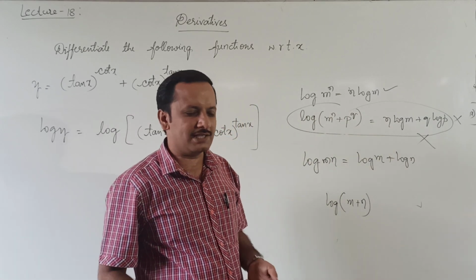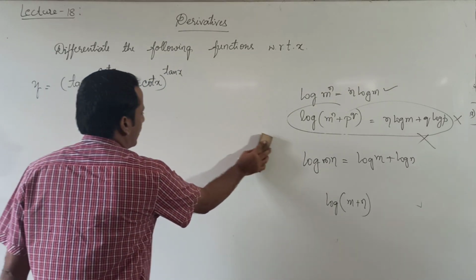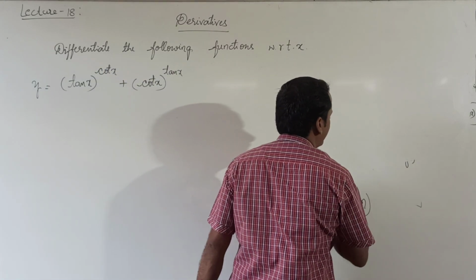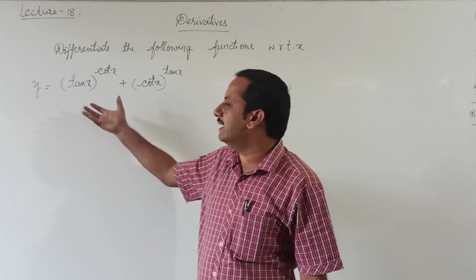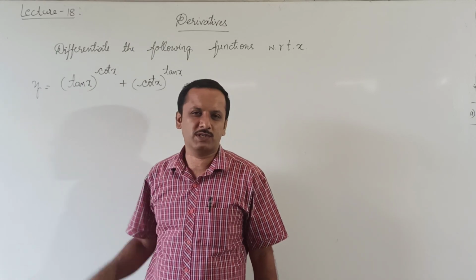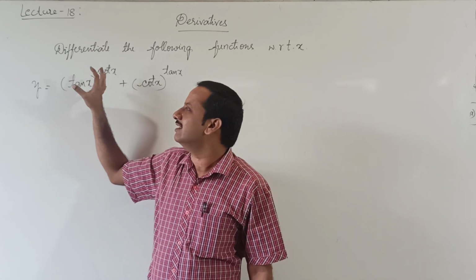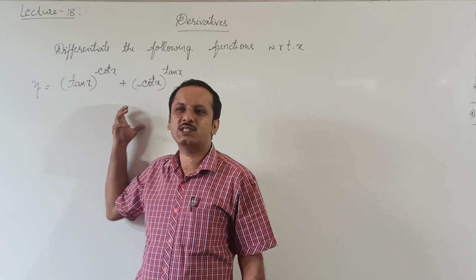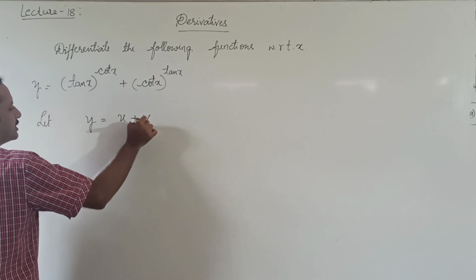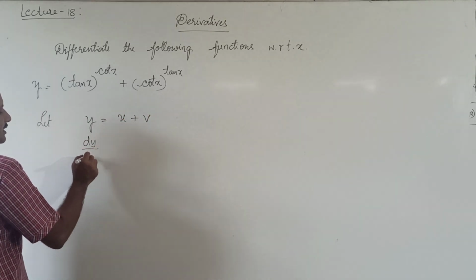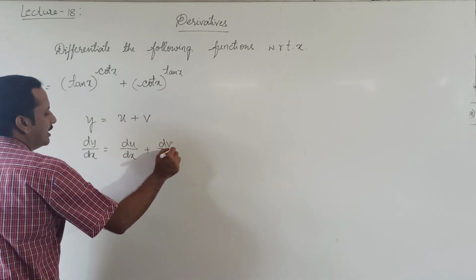Then what else can we do? How can I differentiate? Let me explain how to differentiate. As always, we will call this y. In order to differentiate it, we treat these two as two separate problems. Treat this as u, and of course this as v. Let y be equal to u plus v. Then what is dy by dx? dy by dx is equal to du by dx plus dv by dx.